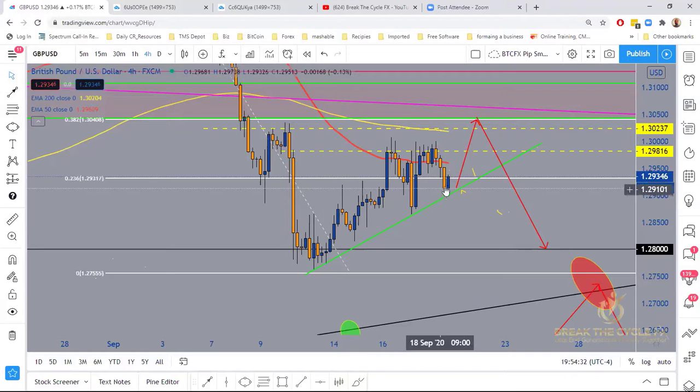All right, it hasn't created new lows. This is still a higher low, right? This low is higher than this one, so it's still pretty much bullish, until we see what happens at these areas of interest. EMA 50, 129.81, EMA 200, and 1.3040.